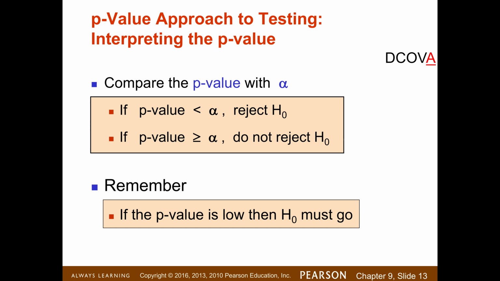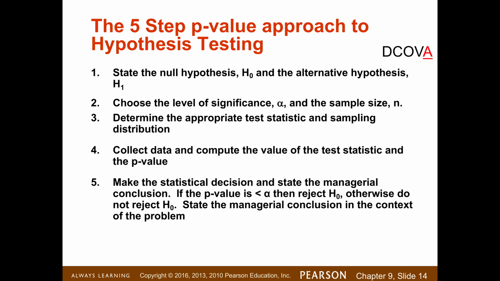Approach to testing, we calculate our p-value, compare it with alpha. If our p-value is less than alpha, we reject H sub O. If our p-value is greater than or equal to alpha, we fail to reject H sub O. All right, so a little slogan there. If the p-value is low, then H sub O must go.